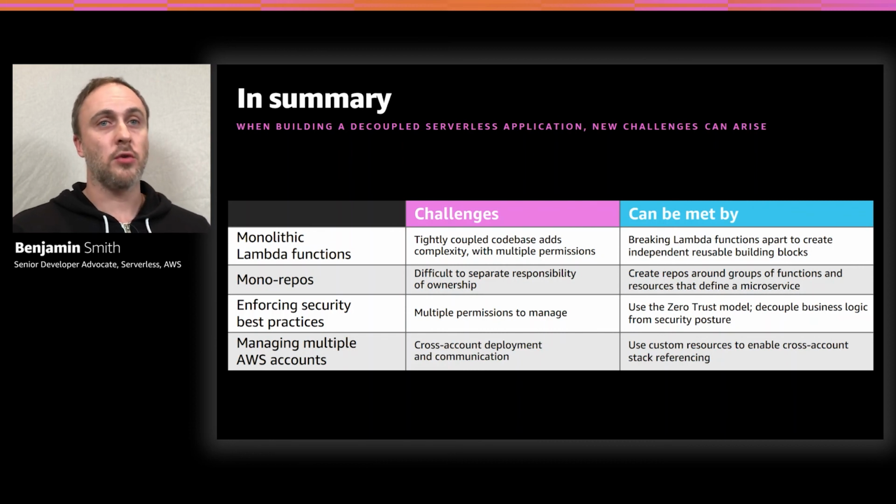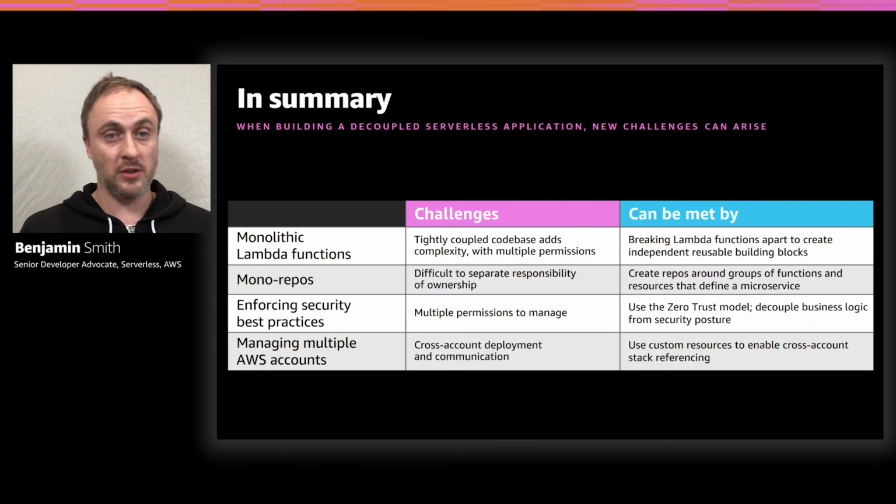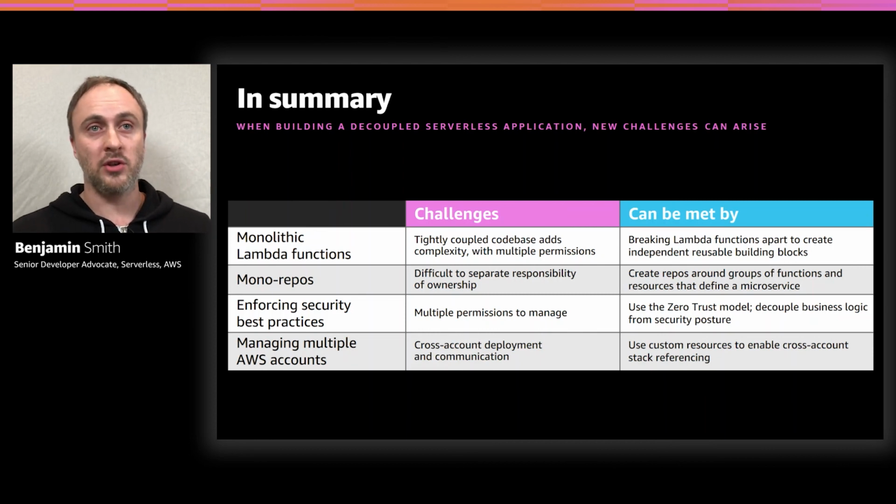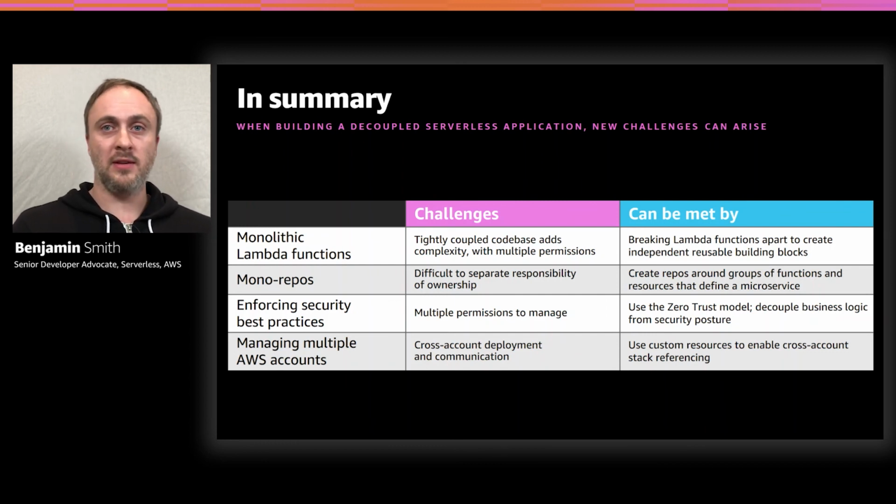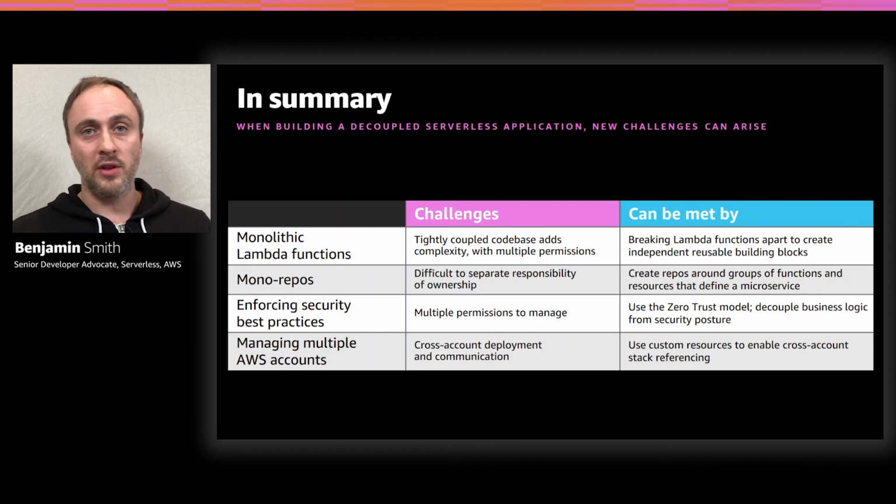And you can solve this by grouping functions and resources together around a specific domain to create microservices with natural boundaries of responsibility, which you can then use to create repositories and separate development team ownerships. Then there's the challenge of enforcing security best practices. So with distributed serverless applications, there's more resources and more permissions to manage. But using this zero trust model with the application of things like an application permission boundary and IAM roles, with regular monitoring, you can continue to grow your applications securely.